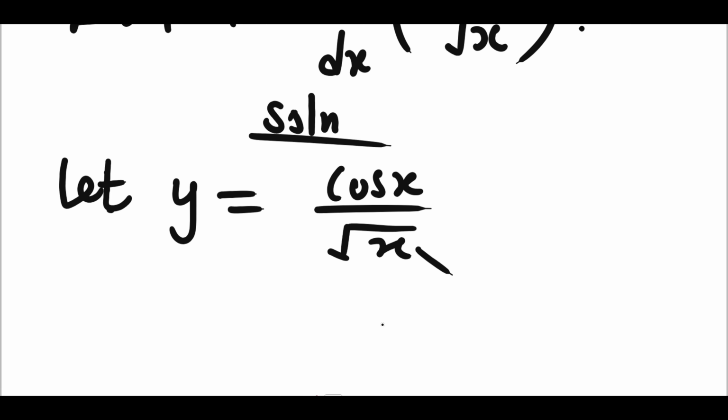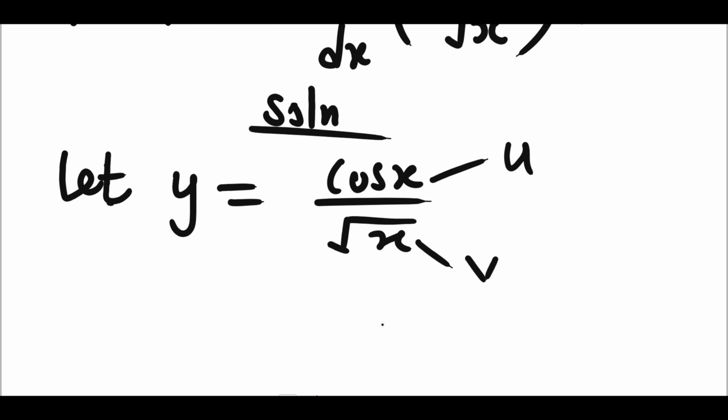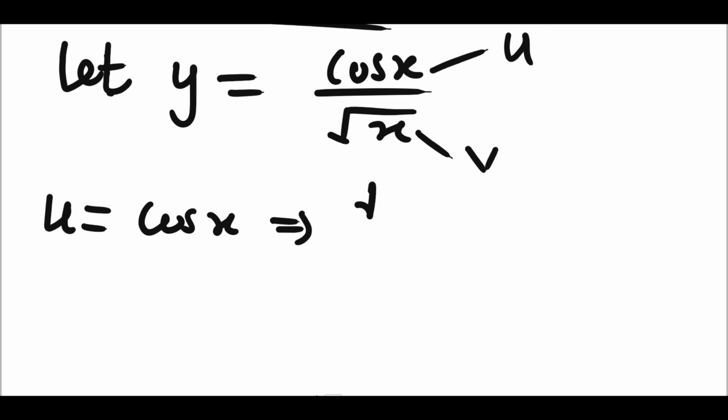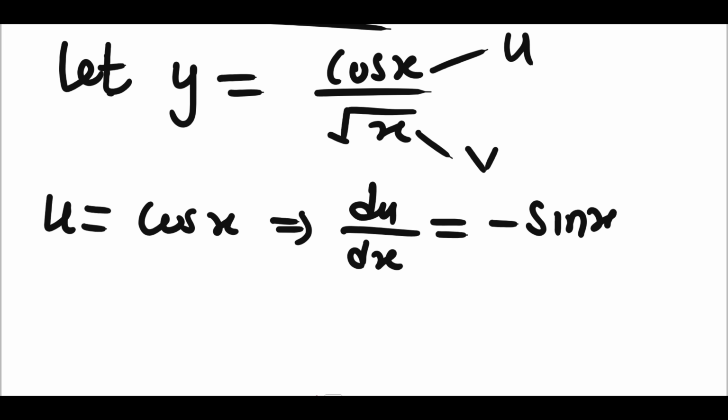So I'll take my denominator to be my v and my numerator to be my u. Okay, so our u will be equal to cos x, which implies that our du/dx will be equal to the derivative of u with respect to x. So it's going to be negative sine x.